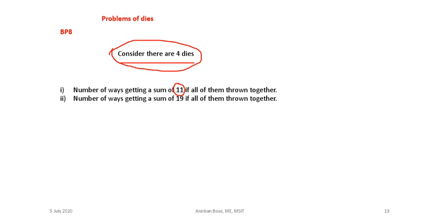So what we can do for this problem is consider a particular case, say a plus b plus c plus d equal to 11.